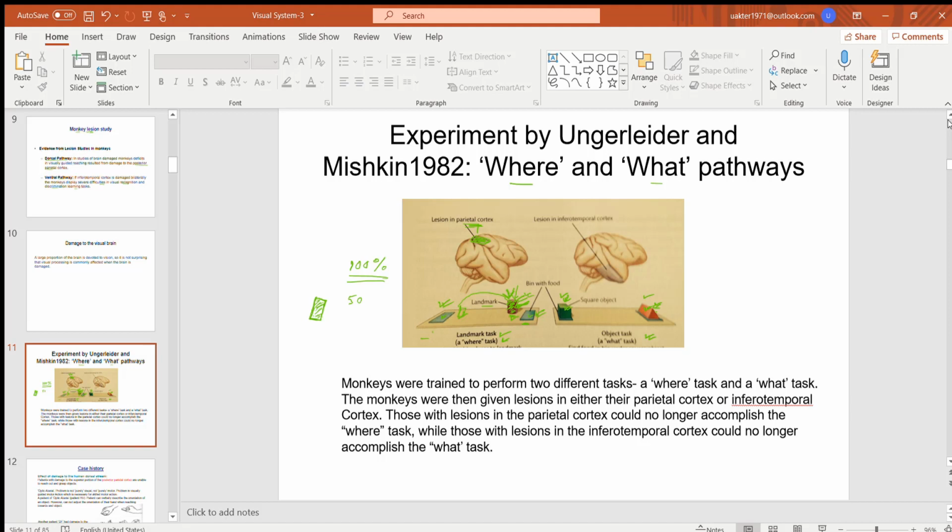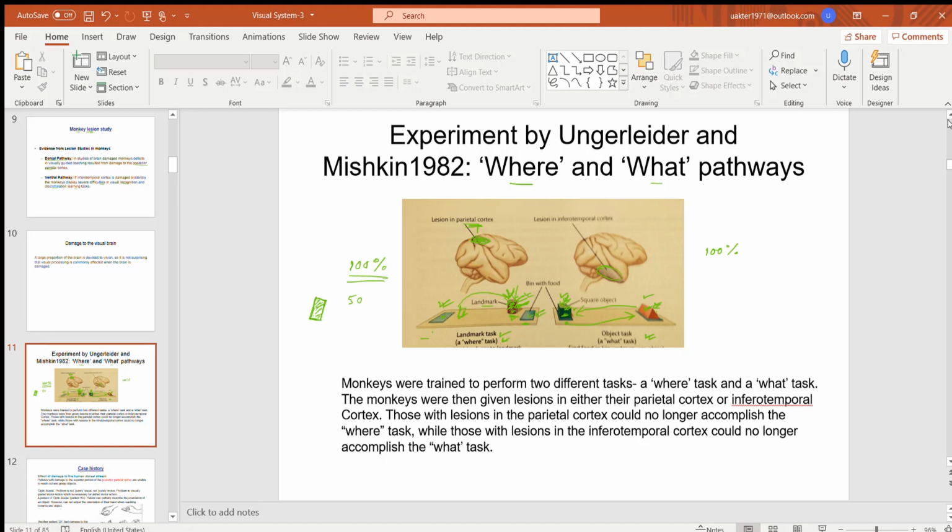So two things the monkey has to just detect: the shape and the color. That means what the object is. And every time you move the rectangular bin from one position to another, the monkey would correctly recognize the rectangular bin to find the food. 100% accuracy.